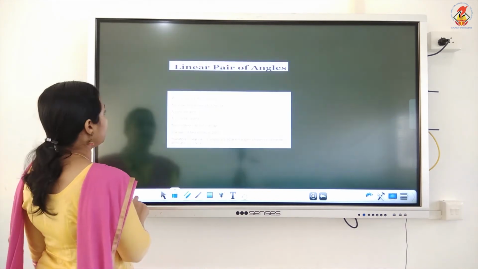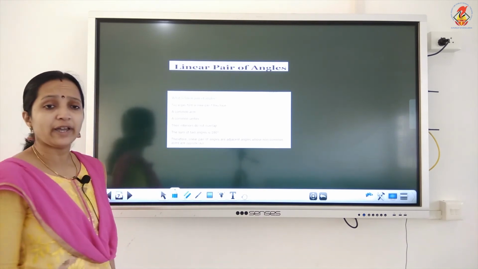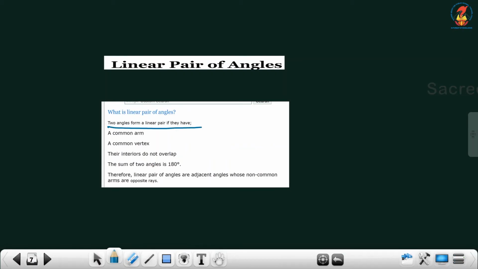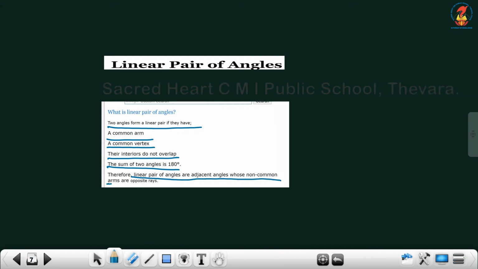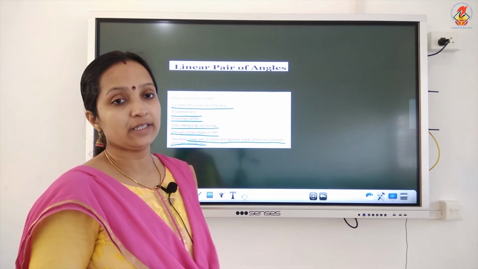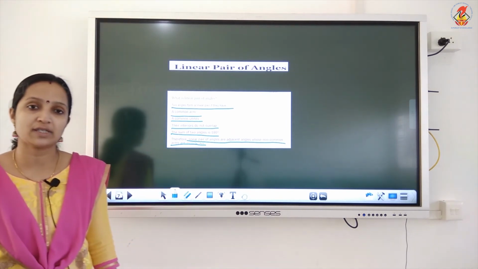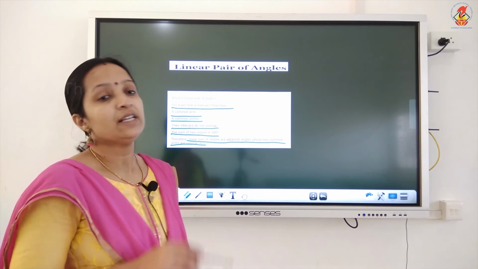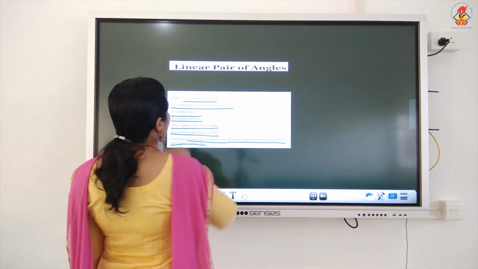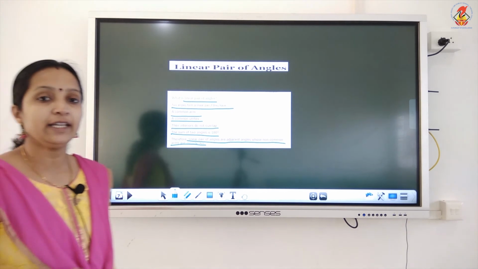Okay, now move to the next part. Linear pair of angles means what? Two angles form a linear pair if they have a common arm, a common vertex, their interiors do not overlap, and the sum of the two angles is 180 degrees. That's important. Therefore, linear pair of angles are adjacent angles whose non-common arms are opposite rays. If all these conditions are satisfied, such angles are called a linear pair of angles.